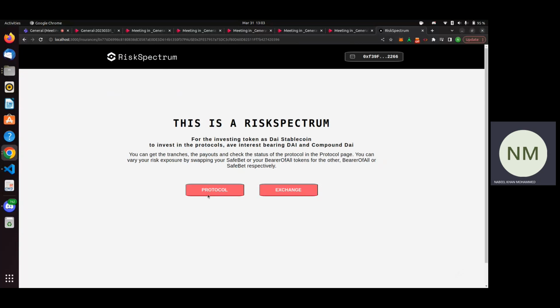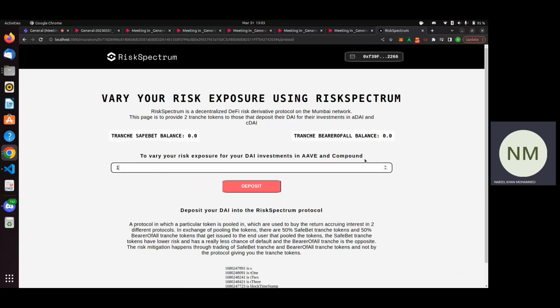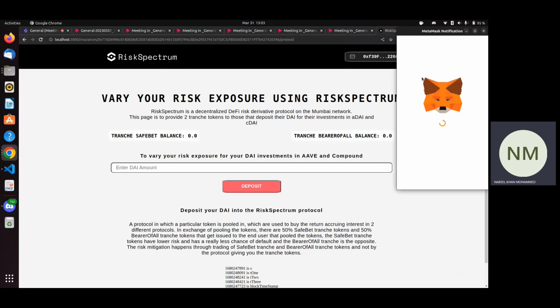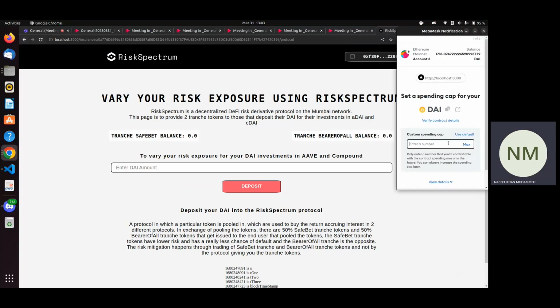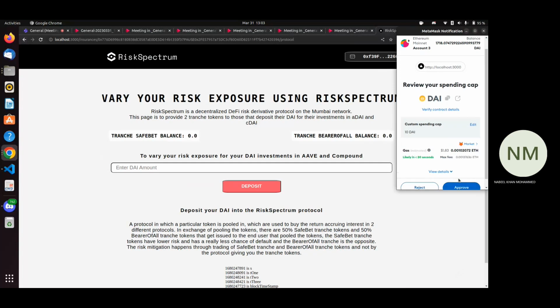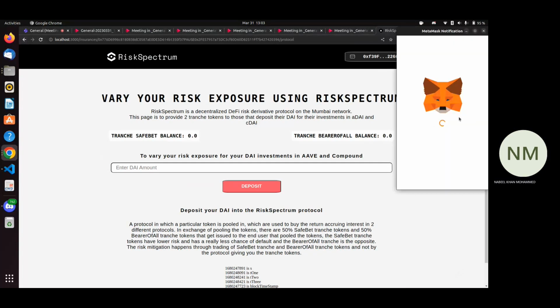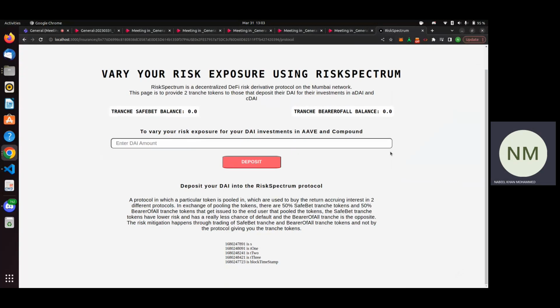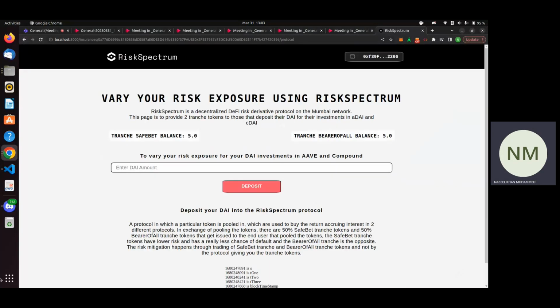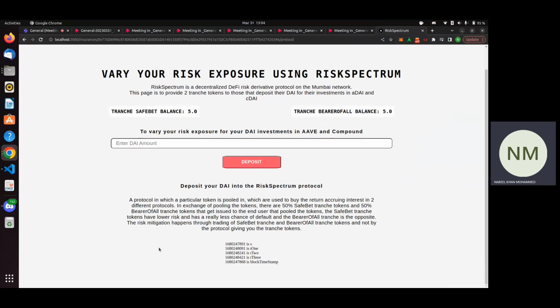As of now, let's just go to the protocol and deposit some DAI and mint some tranches. As you can see, I invested 10 DAI. I got 5 safe bets and 5 better falls.